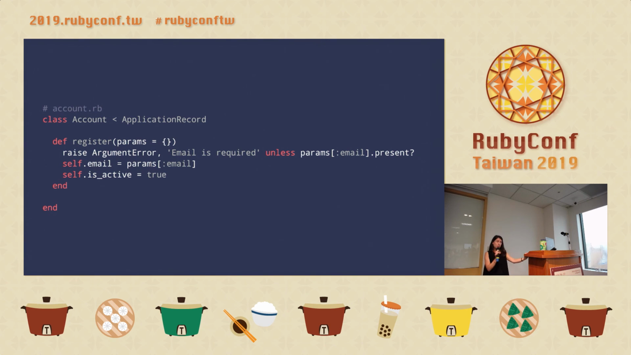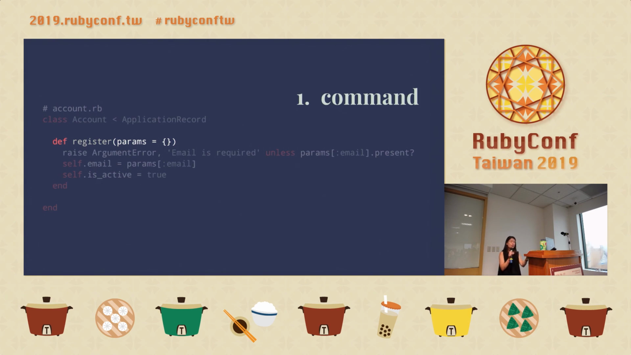Okay, so let's zoom in on this register method. If we look closely, we already have some of the components of an event-sourced architecture that I introduced earlier. We have a command, it's called register. Before we do anything, we perform some validations against the domain model. And if those validations pass, we do some stuff.